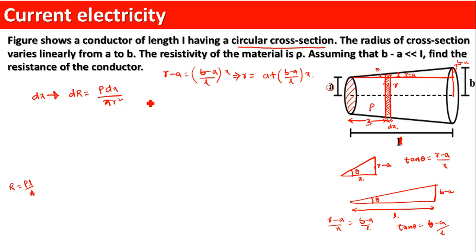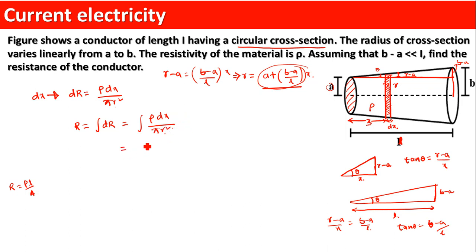Very good. Now what about this r? R is nothing but this whole thing. Let me write. If I take many such strips whose resistances are dR, the total resistance is equal to integral dR. Now this is nothing but rho dx divided by pi r square. So now if I take this r and substitute it here, then I'll get everything in terms of x. Then my job is easy. I can do the integration without any problem.